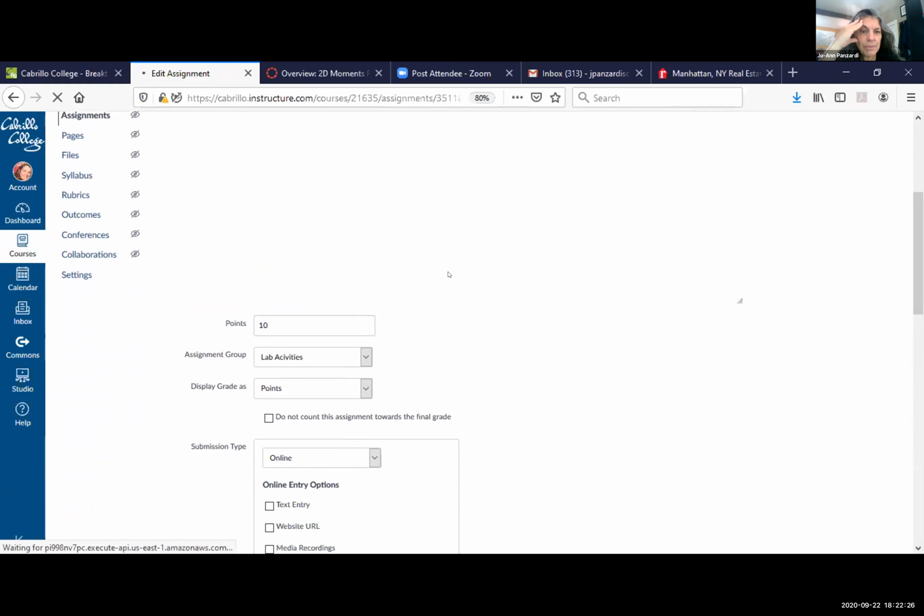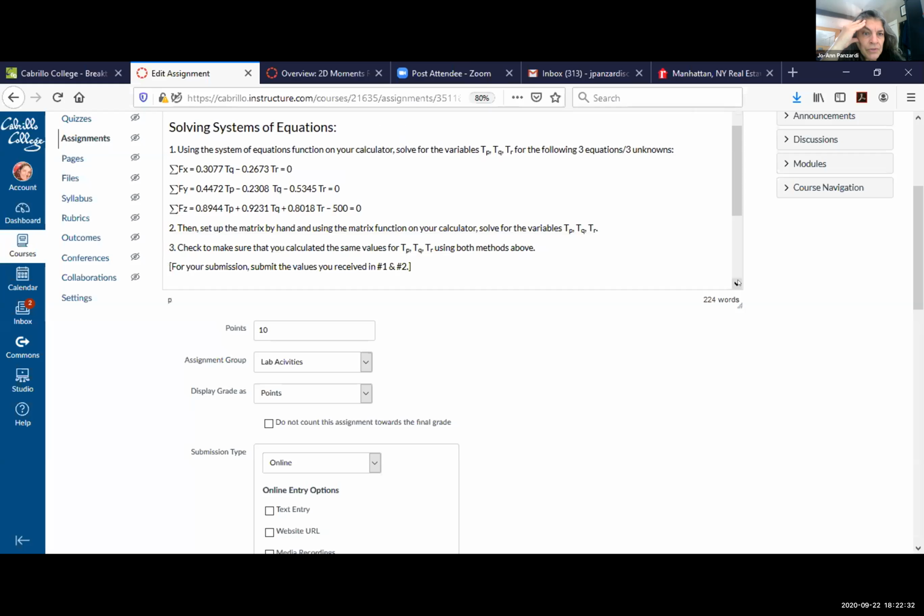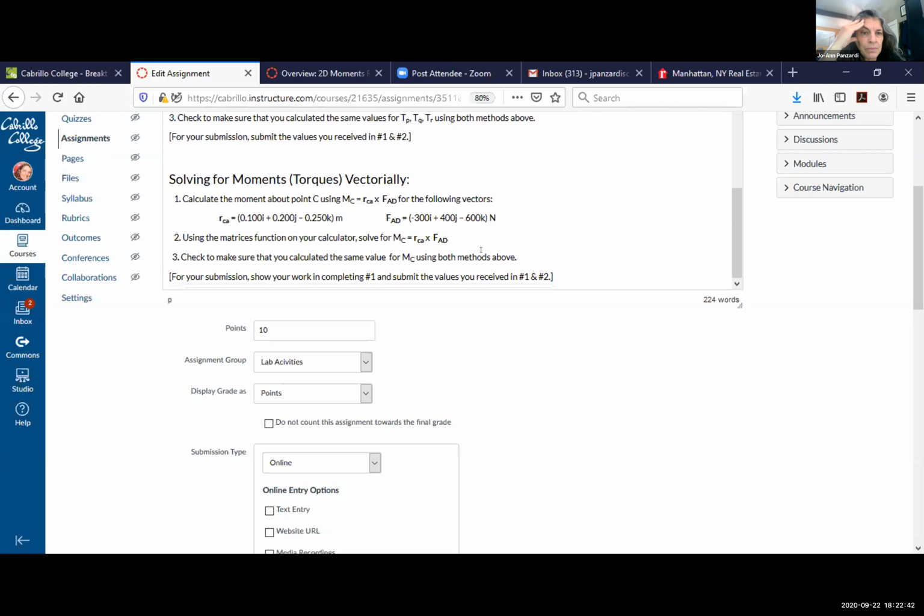Let's see what I wrote up above. Set up the matrix by hand and using the matrix functions on your calculator, solve for this. Check to make sure that you calculated the same value. I think I'm going to leave it like that. I don't think I'm going to put determinant, because determinant is just one of the matrix functions you're using. You first have to put the word determinant somewhere, right? Well, then they're going to think that they should go straight into determinant and they can't.